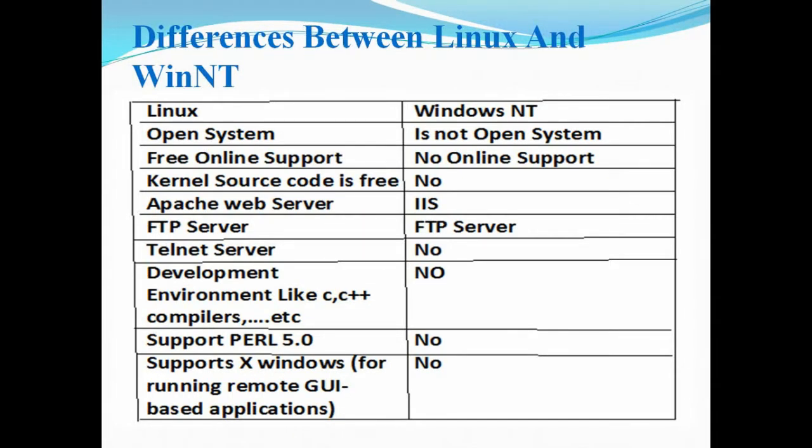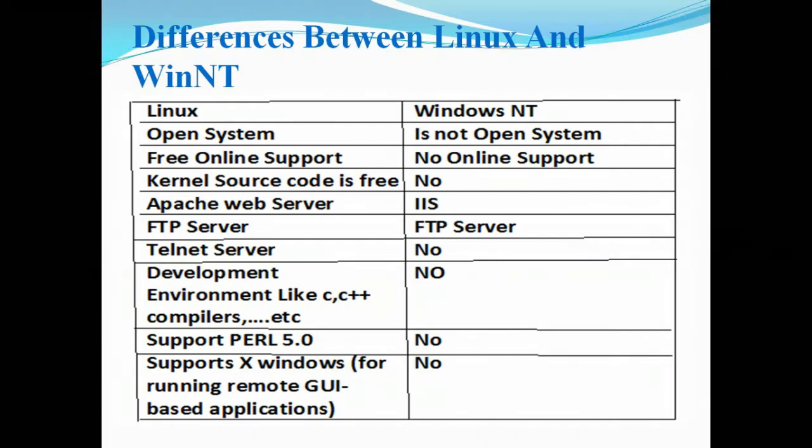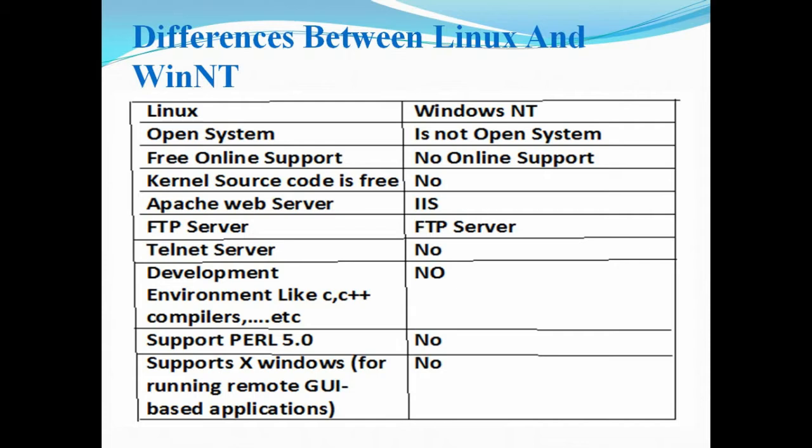Next, in Linux an FTP server is available, and in Windows NT also an FTP server is available. Next, in Linux we have software called telnet for communicating with remote systems, and Windows NT does not have this telnet software. Next, Linux provides a complete development environment like C, C++ compilers, GTK, TCL, TK and scripting languages. But Windows does not have this type of development environment. These are additional software; the user must install them when required. Next, in Linux we have software called Perl, the Practical Extraction and Reporting Language. In Windows NT it is not available.